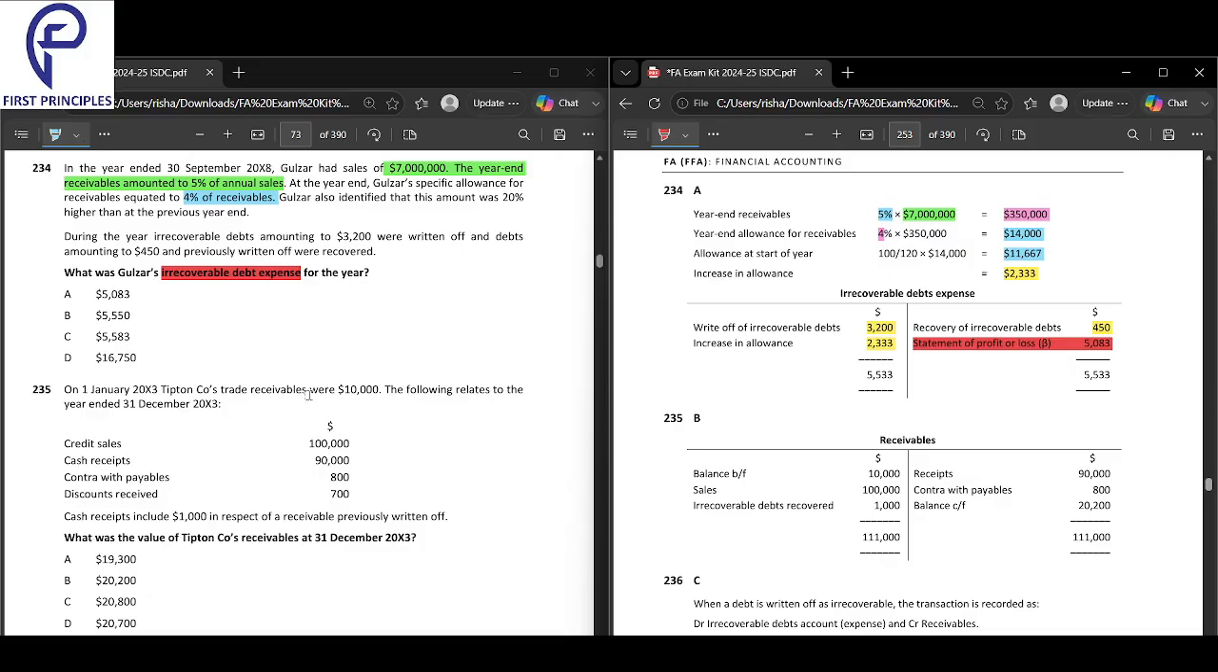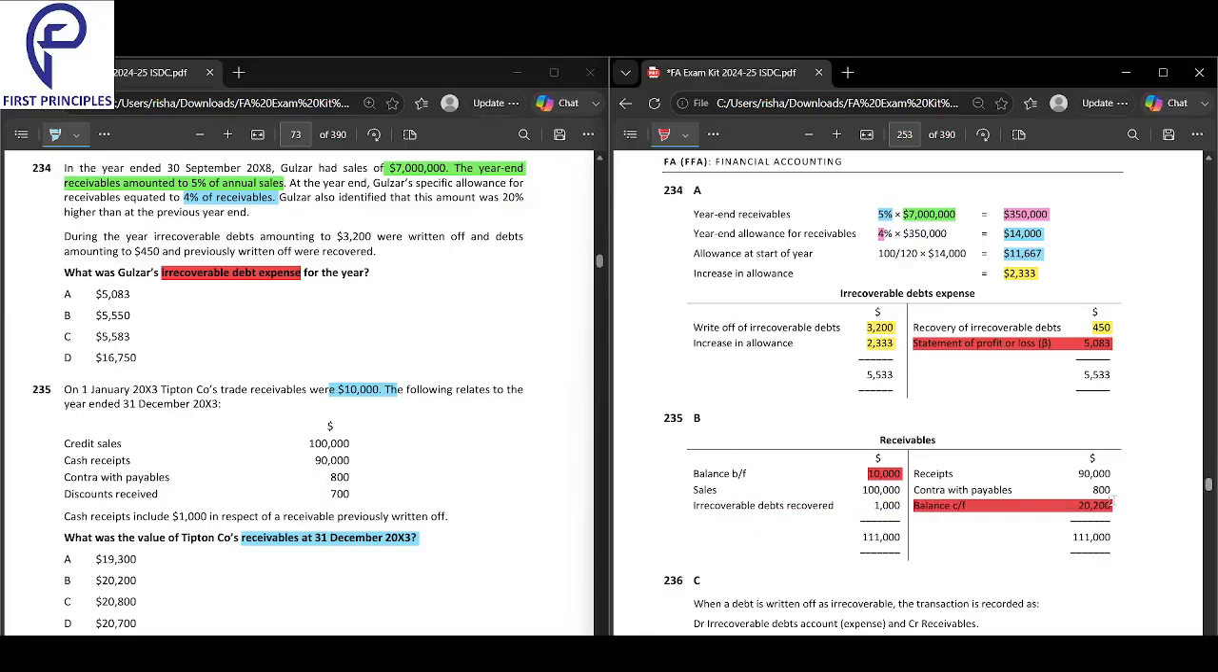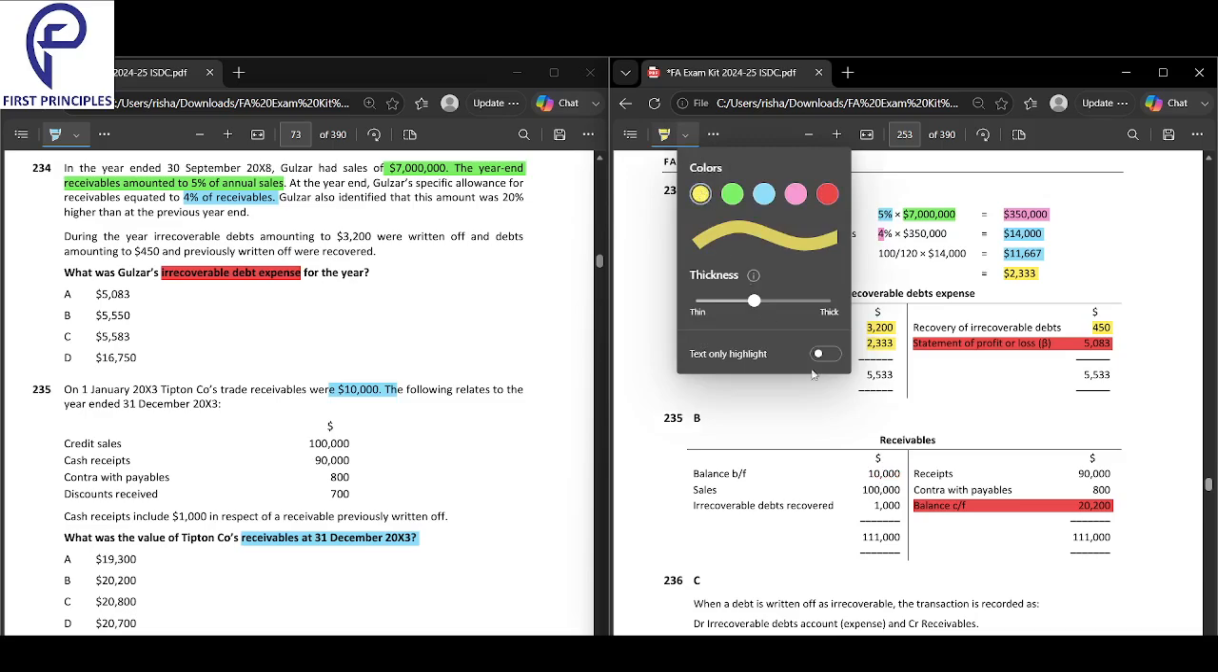On 1st January, the trade receivables were 10,000, so opening was 10,000. Opening they have given us. What we have to find is the closing. This is the closing that we are looking to find. I've written 10,000 as the opening.